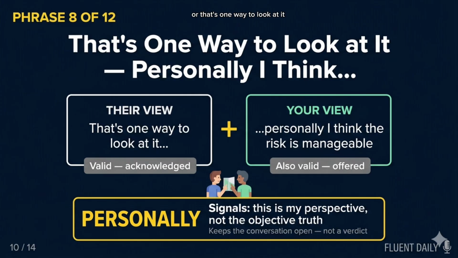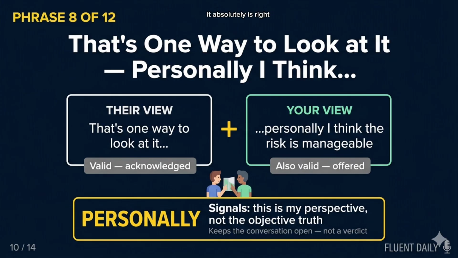Or, that's one way to look at it. Personally, I'd prioritize the user experience over the cost savings. Exactly. Or, that's one way to look at it. Personally, I think we're being too cautious. It seems to me the word personally is doing a massive amount of heavy lifting in those sentences.